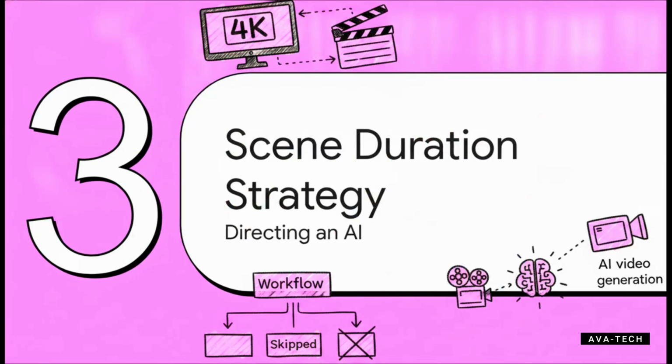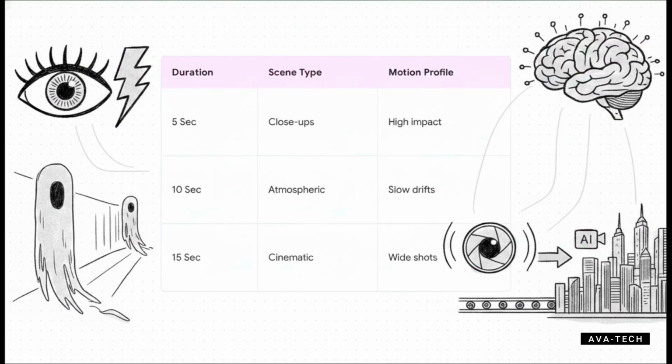Moving on to Section 3. The scene duration strategy. Now, this is how you actually direct an AI. You can't just guess your clip lengths and hope for the best. Notice how a 5-second generation is reserved strictly for tight close-ups and reaction beats. High-impact moments that need zero complex motion. Stepping up to the 10-second option, well, that's your sweet spot for environmental and atmospheric shots. Think slow, creeping drifts or eerie corridor walks. And finally, you save that maximum 15-second generation for the really big cinematic moments. The sweeping wide space shots, the massive AI core reveals, the dramatic final pullbacks. You must match the generation duration to what the scene actually demands.